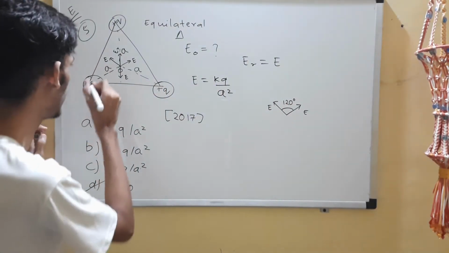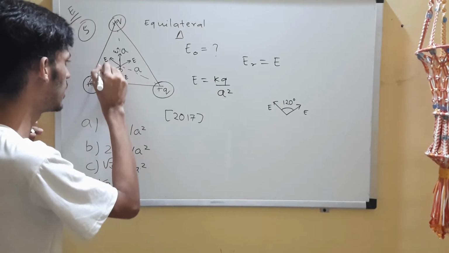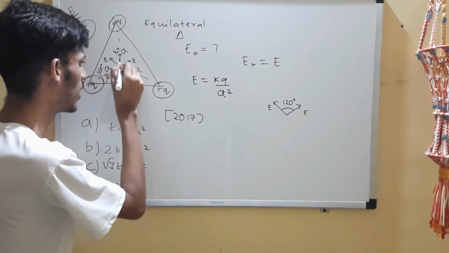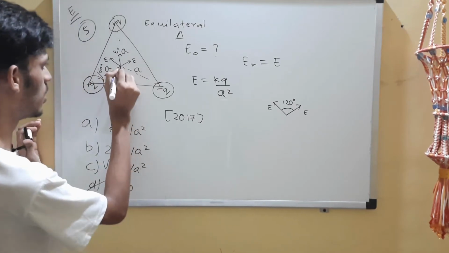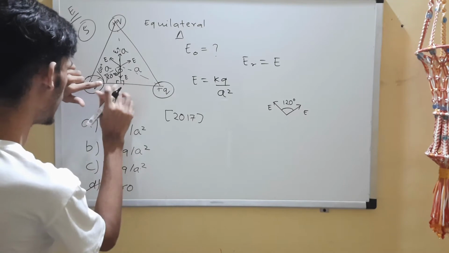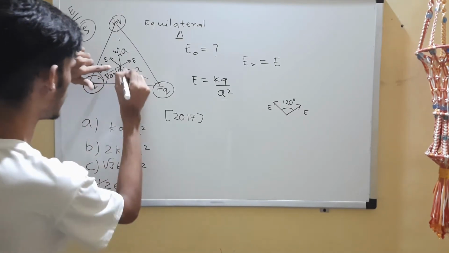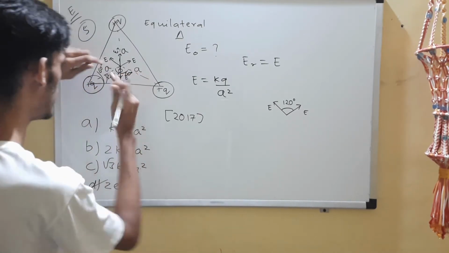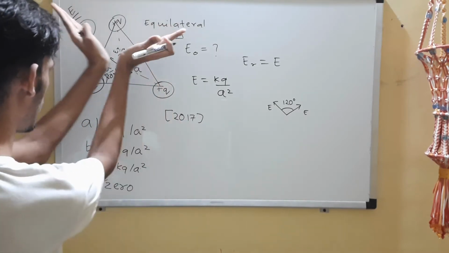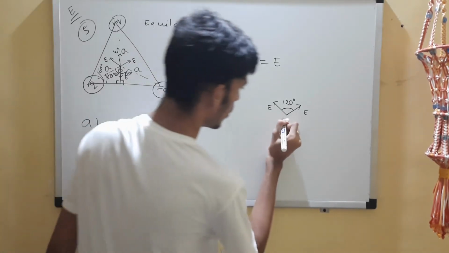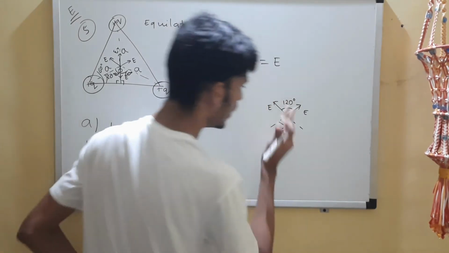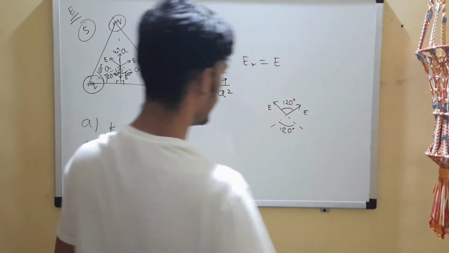I can prove that too. This angle is 60 degrees since it's an equilateral triangle. Here the angle is 30 degrees. I can drop this perpendicular. So here the angle will be 60 degrees, by the angle sum property: 90, 30, 60. This is 60, this is 60. And you can see that this and this are vertically opposite angles. So since here it is 120, the angle between these two electric fields will be 120 degrees.